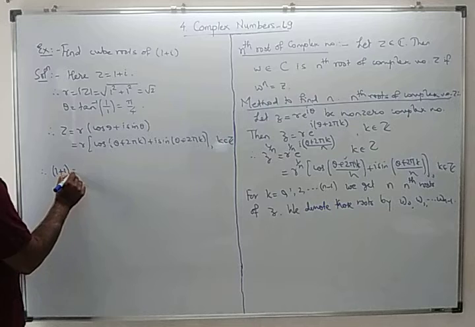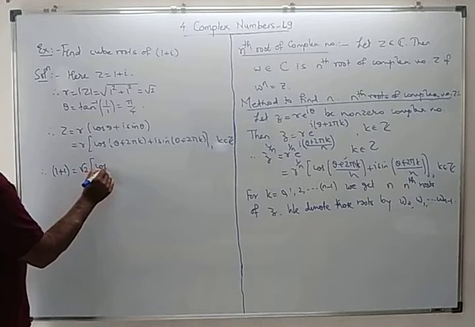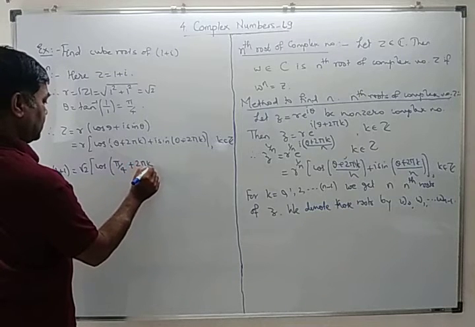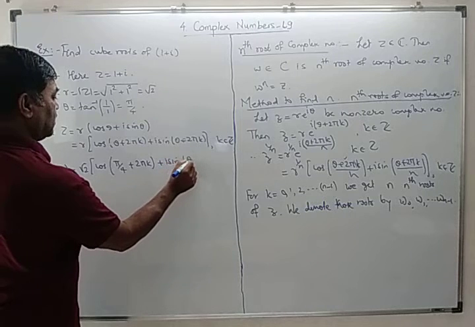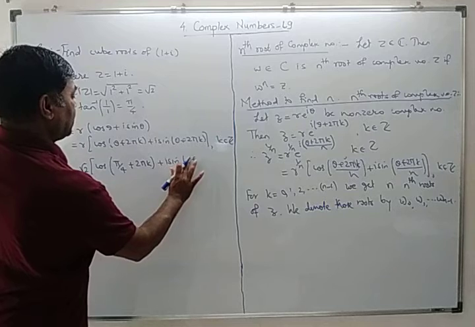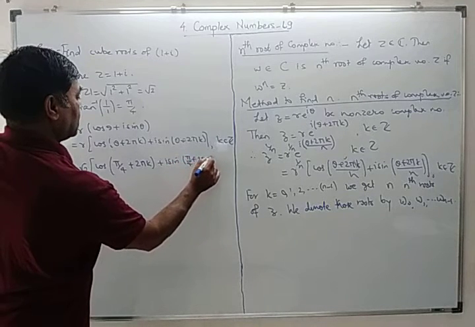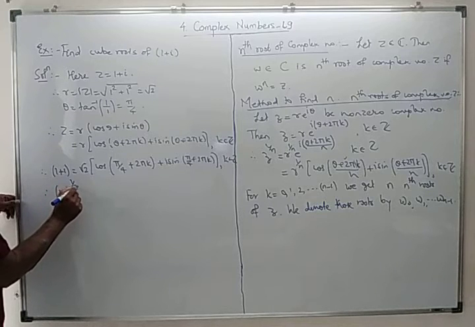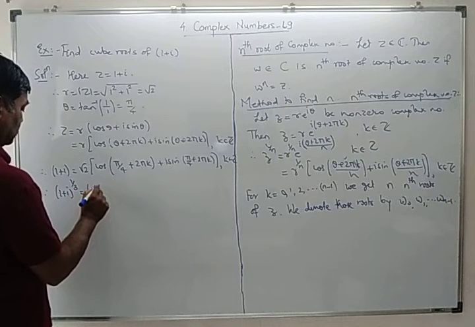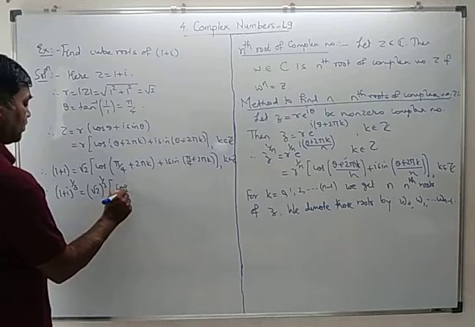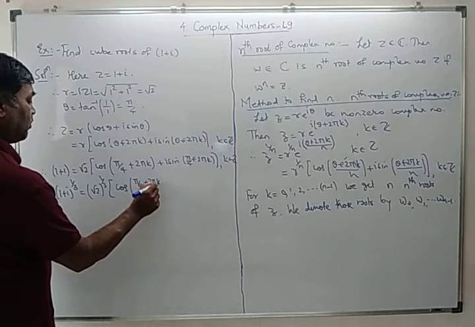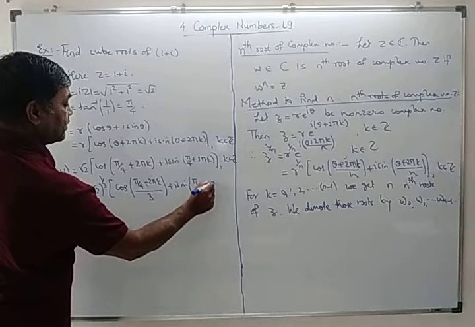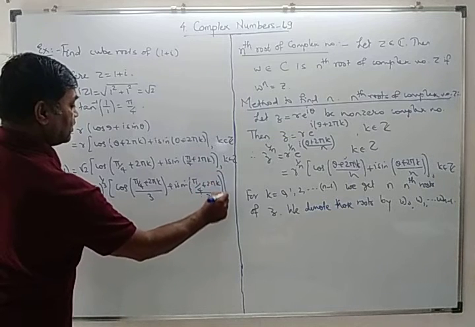Therefore, 1 plus i is equal to root 2 into cos of pi by 4 plus 2 pi k plus i sin of pi by 4 plus 2 pi k, where theta means pi by 4 argument, and k belongs to Z. Therefore, 1 plus i raised to 1 by 3 is equal to root 2 raised to 1 by 3 into cos of pi by 4 plus 2 pi k upon 3 plus i sin of pi by 4 plus 2 pi k upon 3, k values in Z.